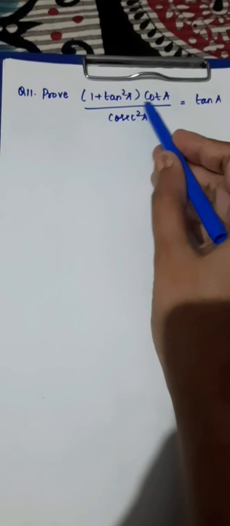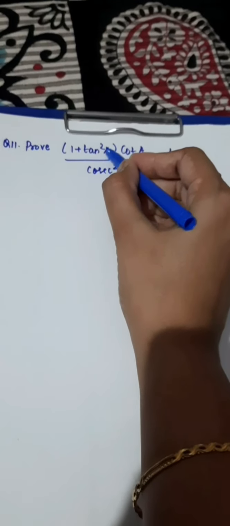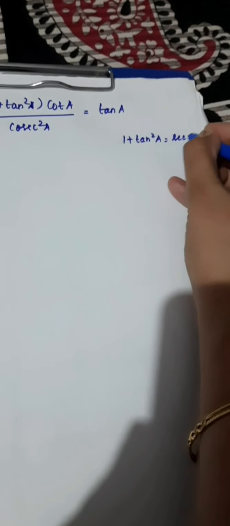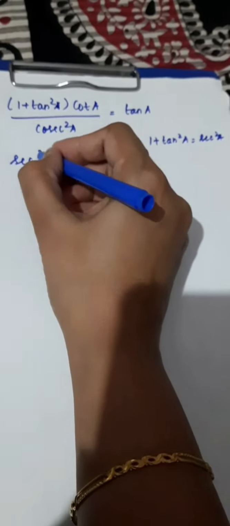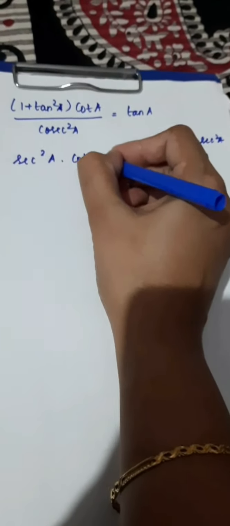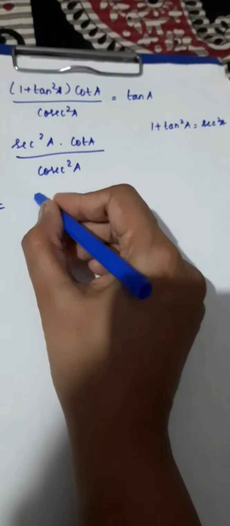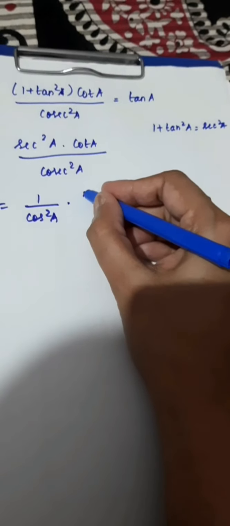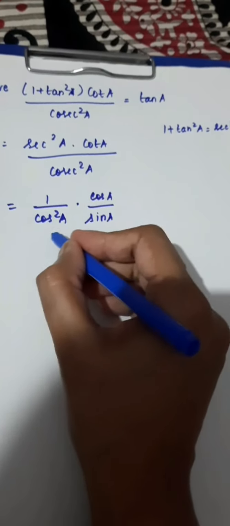Next, question 11, prove 1 plus tan square A into cot A by cosecant square A equal to tan A. We know the other two Pythagorean identities are 1 plus tan square A equal to secant square A and 1 plus cot square A is cosecant square A. So 1 plus tan square A can be written as secant square A into cot A by cosecant square A. Cosecant is reciprocal of sine and secant is reciprocal of cos. So by now we are familiar with all this.